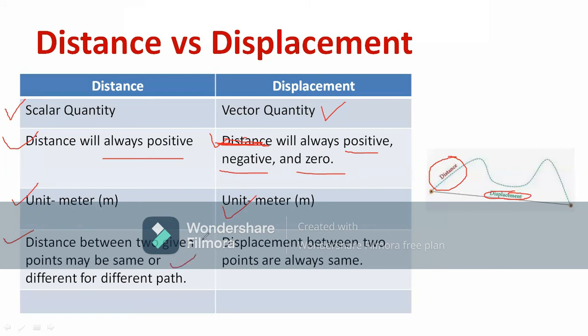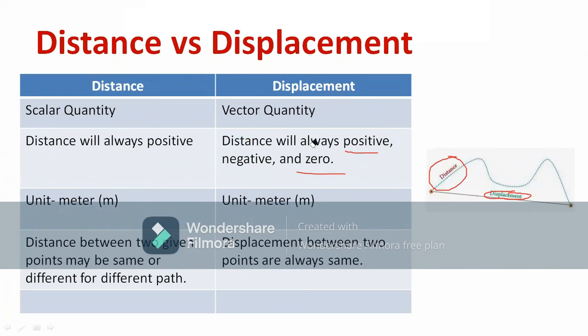The distance between two given points may be the same or different depending on the path. The path traveled matters a lot in the case of distance, whereas the displacement between two points will always be the same. It's a straight line path between the final position and the initial position. That is called displacement. So these are the major comparisons between distance and displacement.